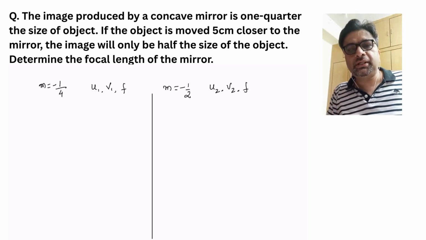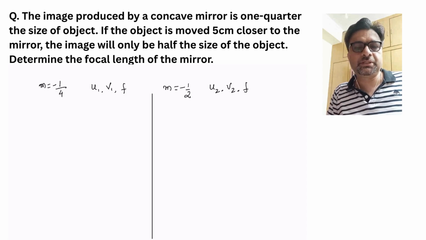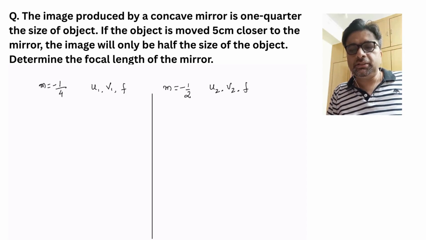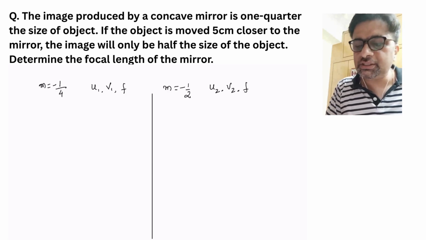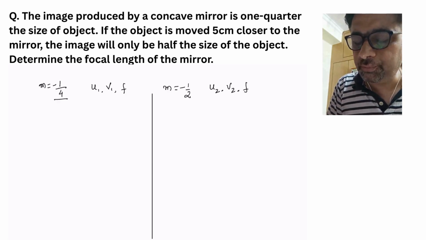Hello all. So this is a class 10 physics question for CBSE, comes under the chapter light for spherical mirrors. In this question we have a concave mirror which produces two images. It's the same concave mirror which produces two images for different positions of the object. Now the magnification in the first case is given as 1 by 4.